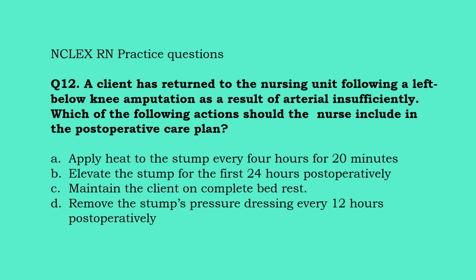NCLEX-RN daily practice questions. Question 12. A client has just returned to the nursing unit following a left below knee amputation as a result of arterial insufficiency. Which of the following actions should the nurse include in the postoperative care plan? A. Apply heat to the stump every 4 hours for 20 minutes. B. Elevate the stump for the first 24 hours postoperatively. C. Maintain the client on complete bed rest. D. Remove the stump's pressure dressing 12 hours postoperatively.